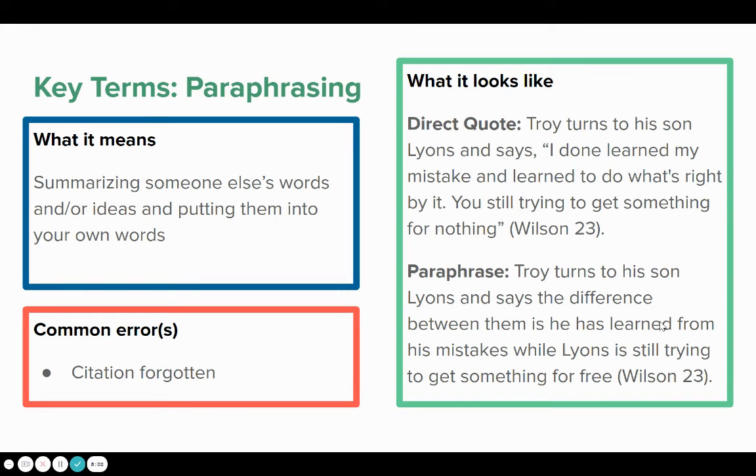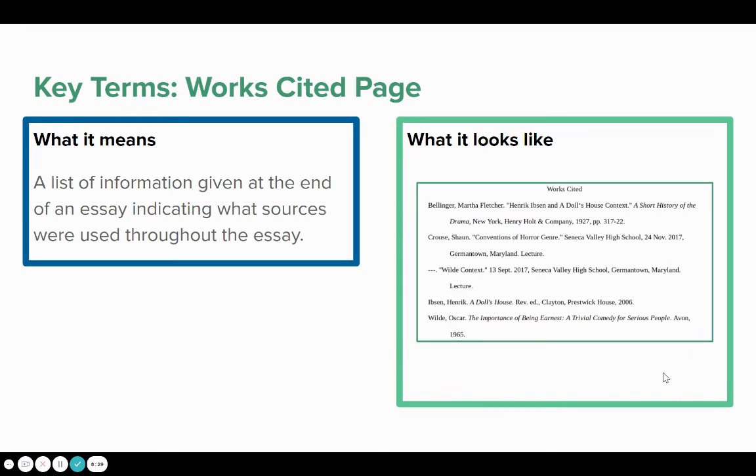Common errors with paraphrases is that students forget to put in the citation. Even though these are different words from the text, you still must cite your source because this did not come from you. If the ideas or the words did not come from you, you must cite your source. And you can see that the citation is the exact same for a direct quotation as for a paraphrase, and that the period goes outside the parenthetical. Now, the works cited page.